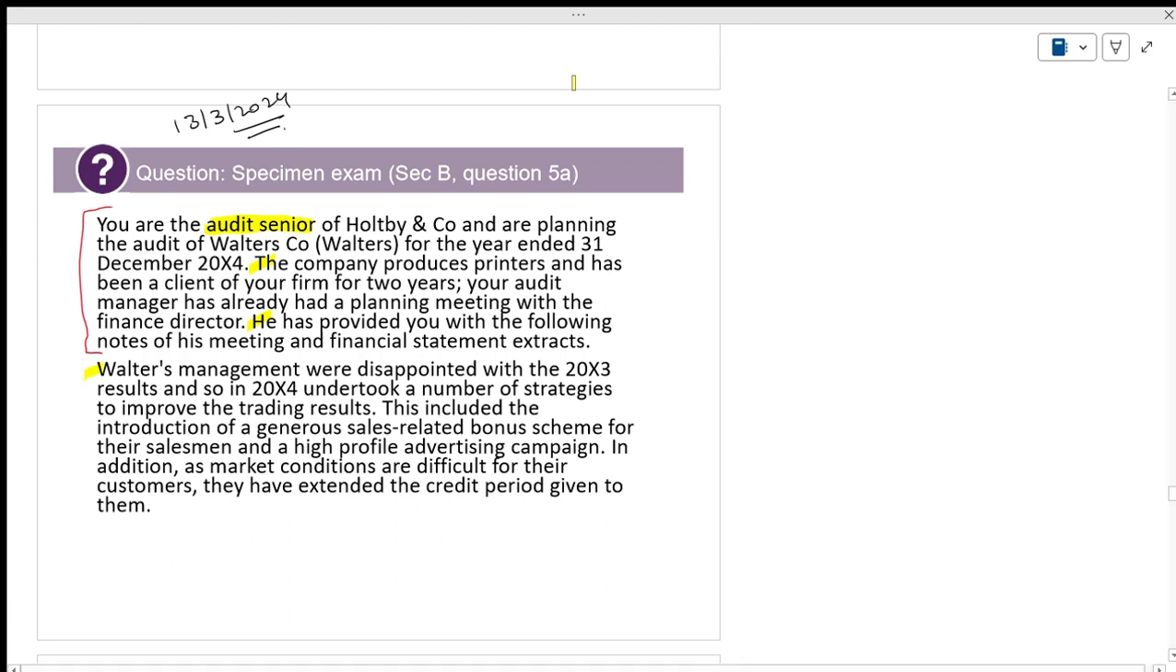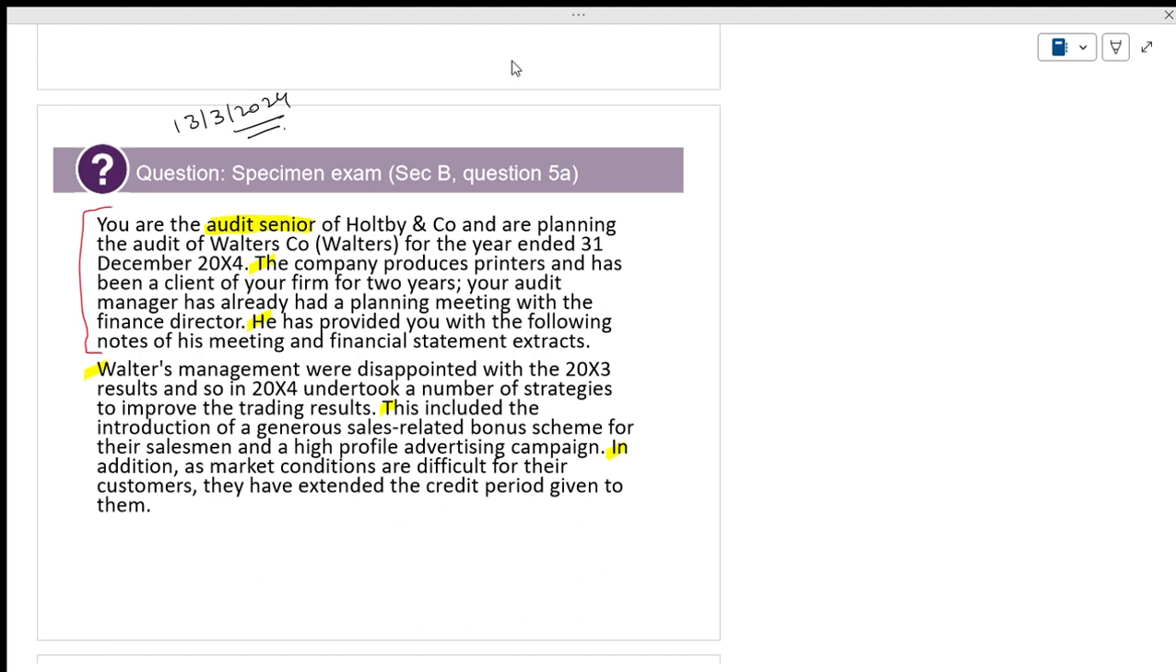Walters management was disappointed with results, so in 2004 undertook a number of strategies to improve the trading results. Strategies positive, fine, no problem. If the strategies are somewhat doubtful, then you have to make your own judgment. This includes introduction of generous sales related bonus for the salesmen and high profile advertisement.